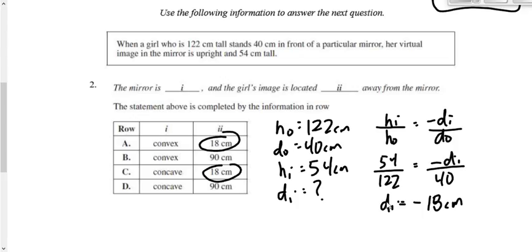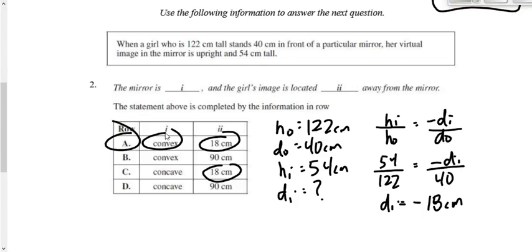How do we know whether it's convex or concave? Converging or diverging? Yeah? What I did was I just saw that it was small, virtual, and upright. Fair enough. Convex, or diverging. If you remember the patterns, a diverging mirror always produces a smaller, virtual, and upright image. And this is smaller, virtual, and upright, so it must be a diverging mirror or a convex mirror.